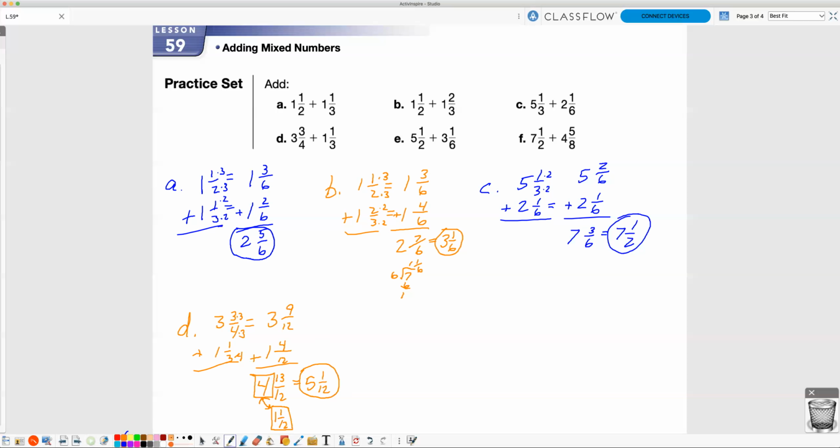Letter E, 5 1/2 plus 3 1/6. So I'm writing that vertically. I'd end up with, it looks like 5 with a denominator of 6 is easily done. This one would be the same as 3 1/6. We're going to just keep that. And this would be times 3 to get to 6. So this has to be times 3 to get to 3/6. Now I just add those whole numbers. I've got 8 there. 3 plus 1 makes 4. And the denominator stays the same, 6.